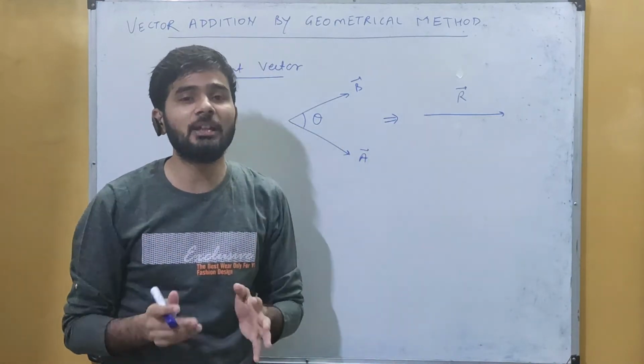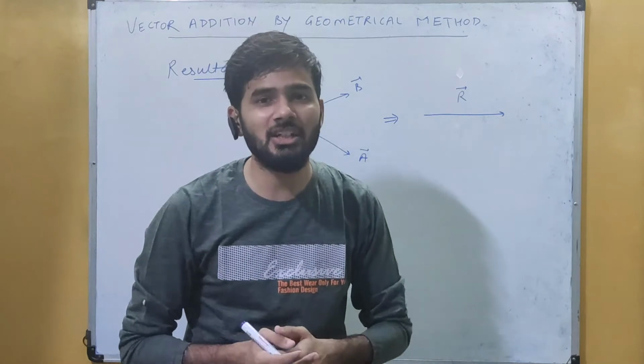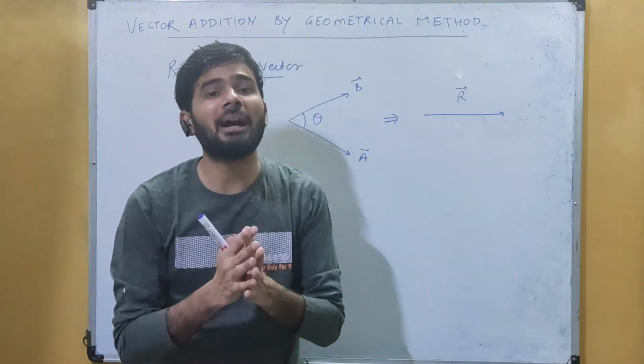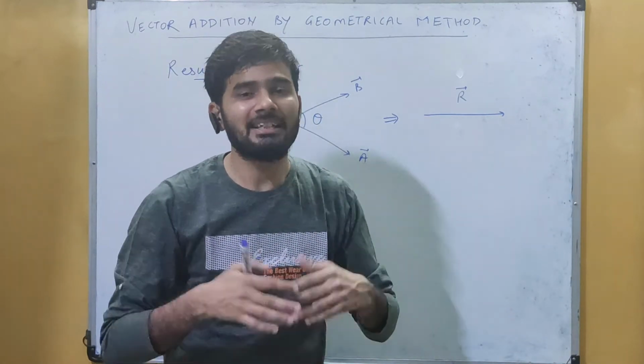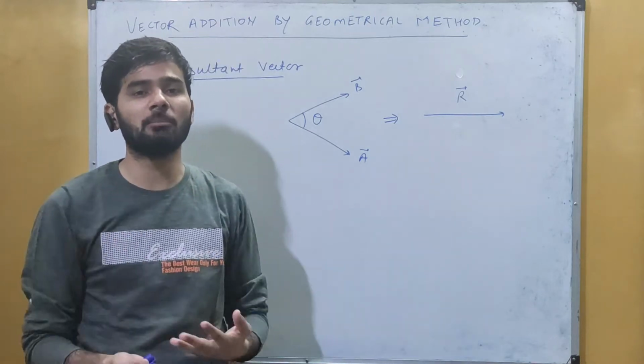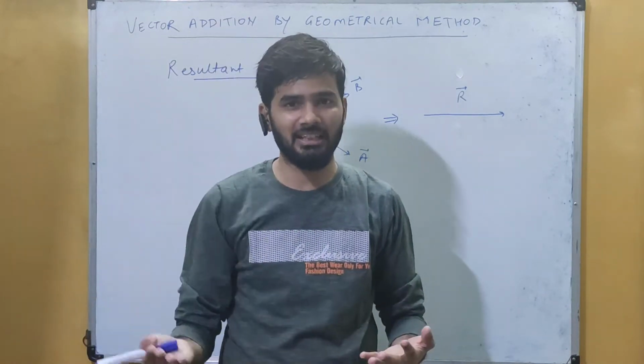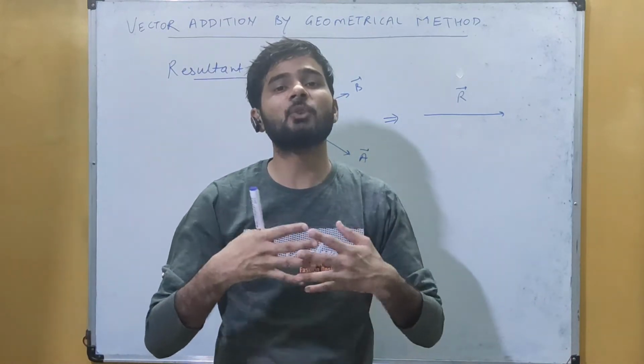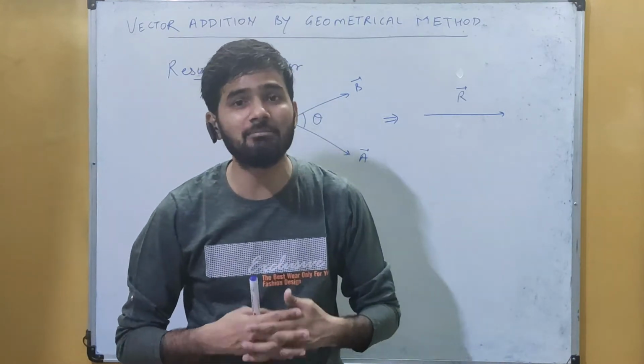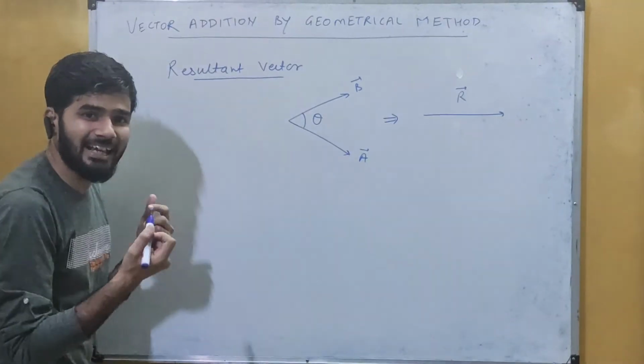Now, while dealing with vectors, vector addition is not simply possible by the simple laws of algebra. इस algebra के अंदर हम क्या करते हैं? If we have two numbers, we simply add them, 2 plus 3, we will write 5. But in the case of vectors, we cannot simply add them algebraically. Now let us see an example.